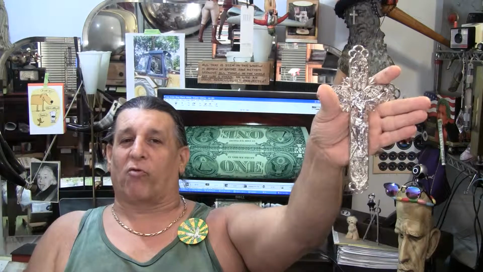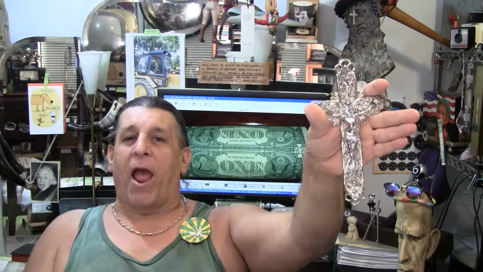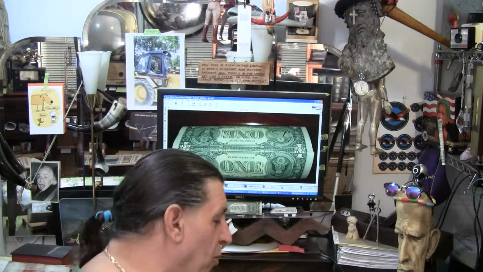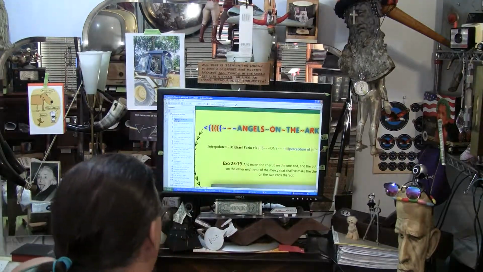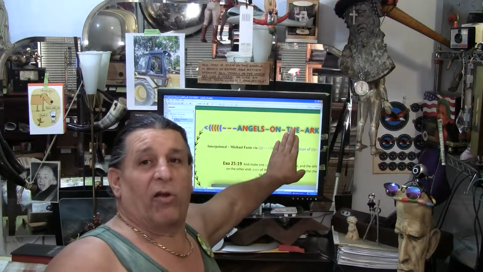Ladies and gentlemen, November 6, 2011, and today's dissertation is going to be about the cross of Christ and the Ark of the Covenant in relationship to the pictographs on the $1 bill. And so that you will understand how my book works, in chapter 2 of the book that we are going to go to immediately, which is Angels on the Ark, is the name of the book by Michael Fazio.